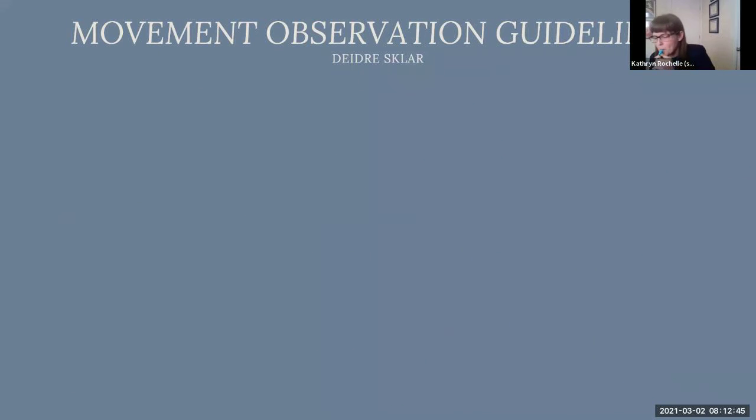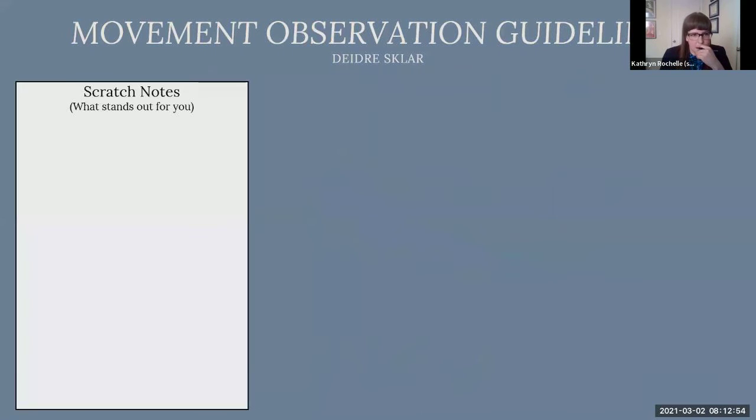Okay, so we're going to do a quick review of the reading. As we're watching these clips today, we're going to start with scratch notes. That's where you're watching the dance, but you're writing as fast as you can, and you're taking as many notes as you can on what stands out for you. The scratch notes don't have to be pretty, they don't have to be nice, it's just your shorthand, whatever works for you.